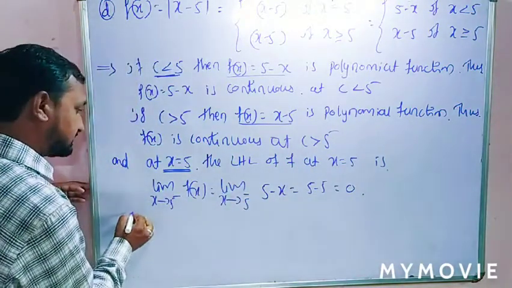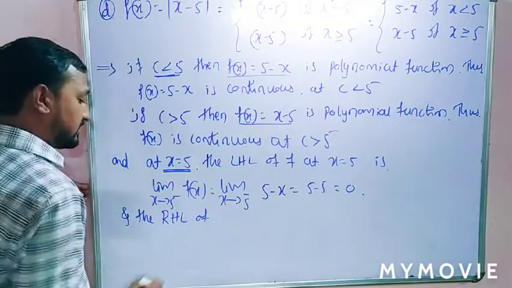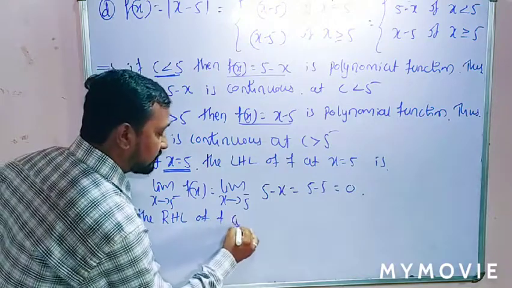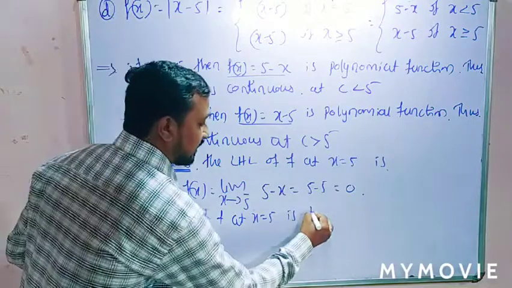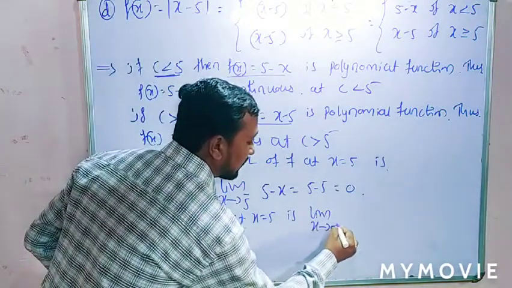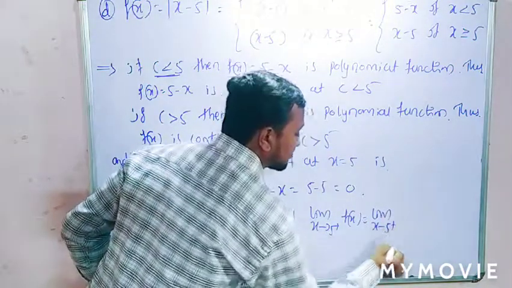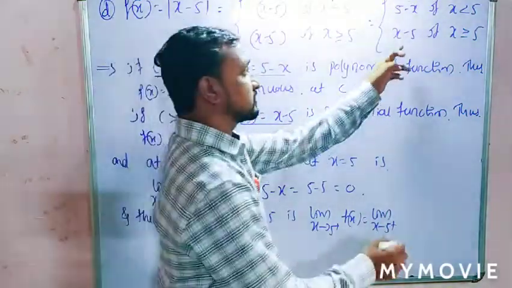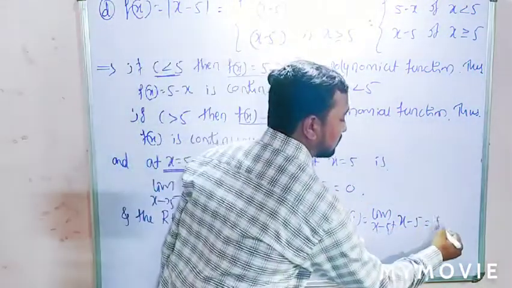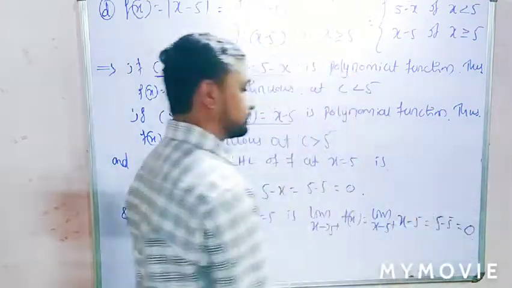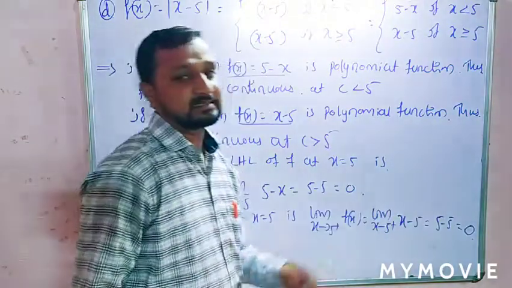Okay, and take the RHL. The RHL of f at x equal to 5 is, what is your RHL? Limit as x tends to 5 plus of f of x, what is your f of x corresponding? The RHL should be x minus 5. So apply that one. Here also 5 minus 5 equals 0. Is that clear? Here, see that LHL is 0 and RHL is also 0.